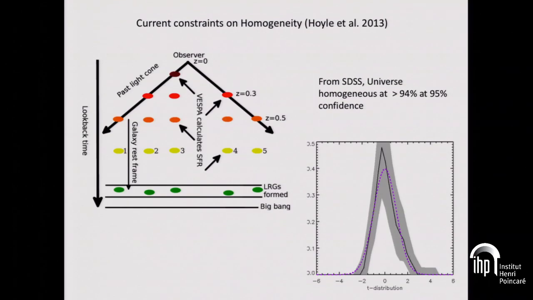And I want to emphasize, before I go into the core of this study, 2 things that we did. One was a way to actually measure homogeneity from the fossil record. To measure homogeneity, you have to look inside the past light cone, not on the surface, as you do with the CMB. That's something you can do with the fossil record of galaxies, because these things have been sitting inside the past light cone for the Hubble time. If you do that, you can constrain homogeneity to better than 94% at 2 sigma.